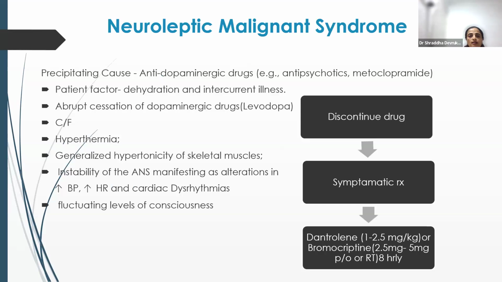So, neuroleptic malignant syndrome is due to excess anti-dopaminergic effect. Patient factors like recurrent dehydration and illnesses can precipitate it. Abrupt cessation of dopaminergic drugs can precipitate it. It presents similarly to serotonin syndrome and malignant hyperthermia. There is hyperthermia, muscle rigidity, tachycardia, cardiac dysrhythmias, and altered levels of consciousness will be seen. What you do is discontinue the drug, give symptomatic treatment, and the definitive management is with dantrolene and bromocriptine. Bromocriptine is 2.5 to 5 mg orally or through the RT, and can be repeated 8 hourly.